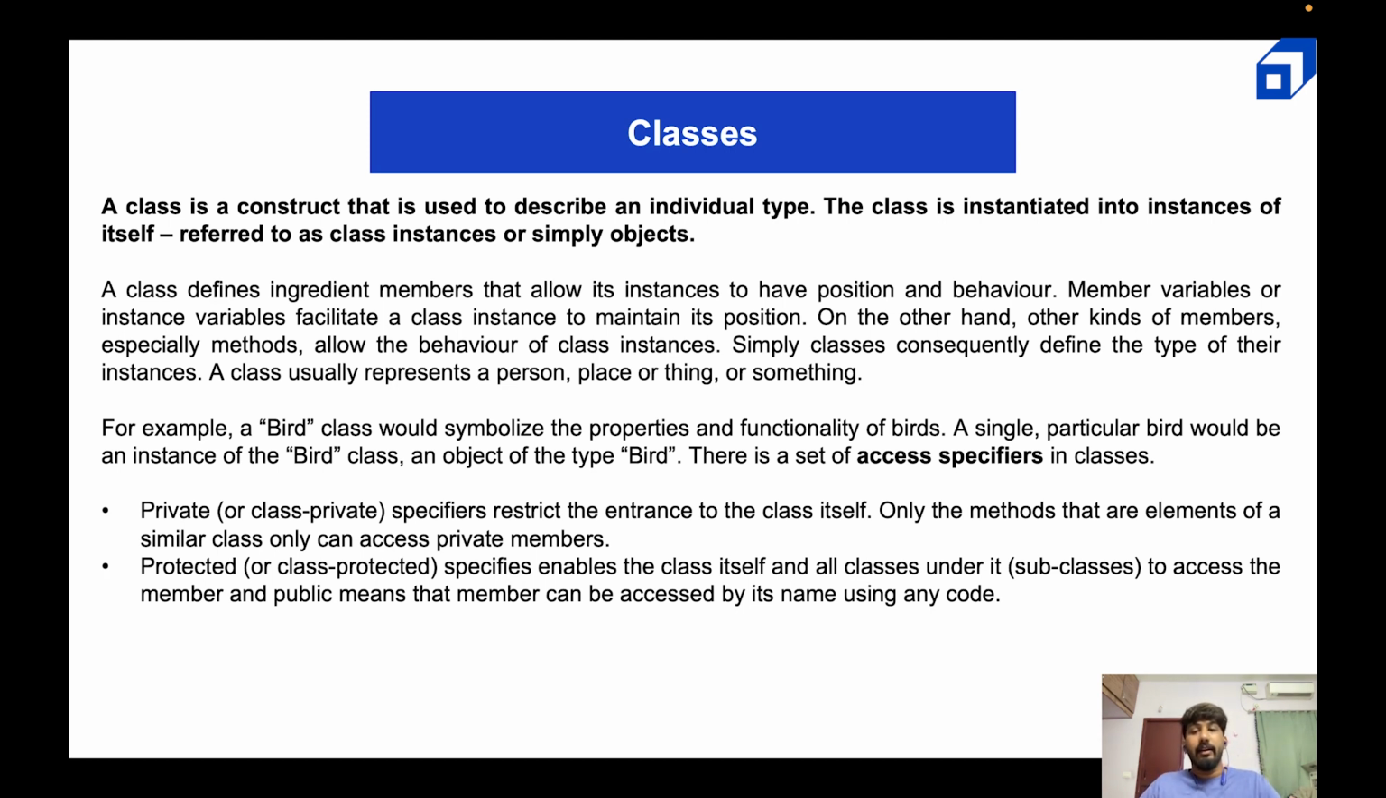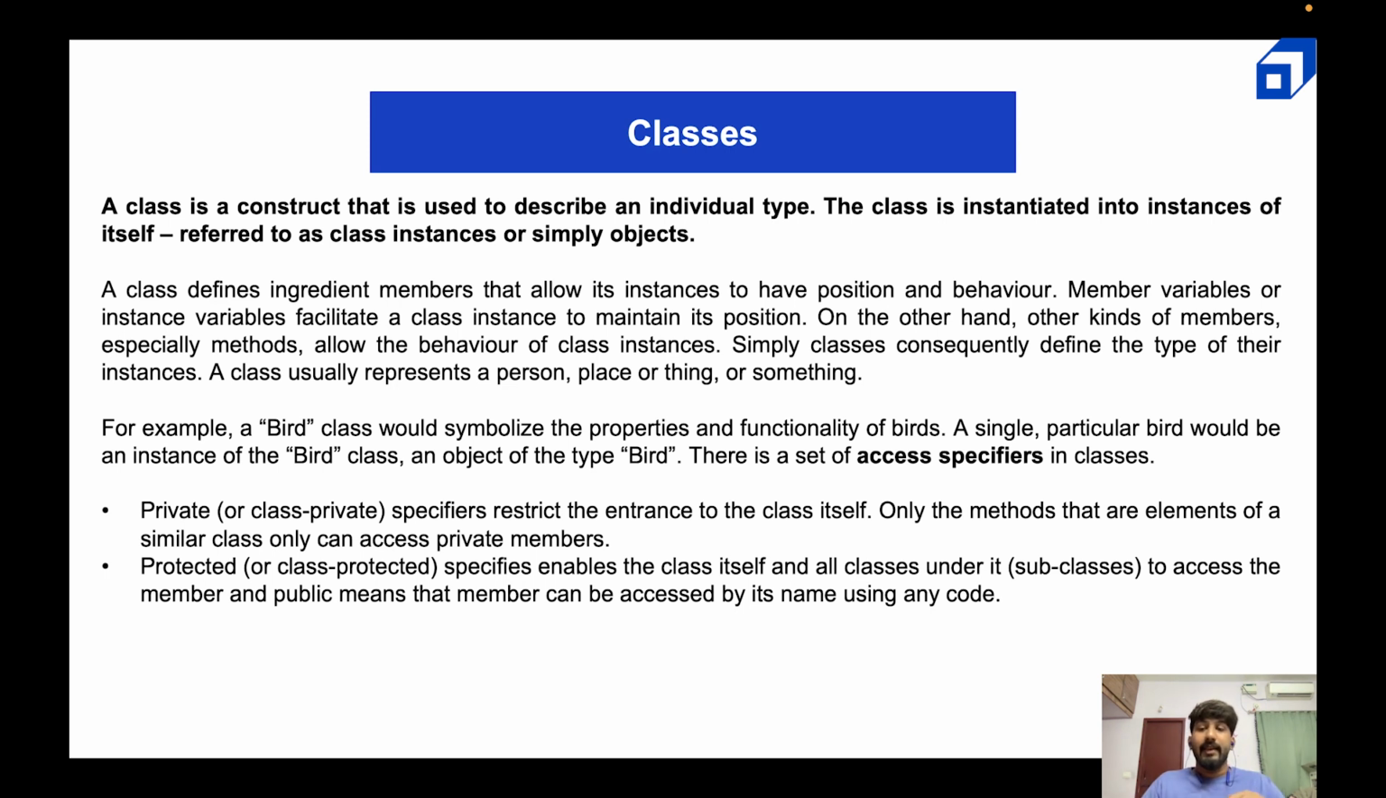A class defines member ingredients that allow its instances to have state and behavior. Member variables or instance variables facilitate a class instance to maintain its state. On the other hand, other kinds of members, namely methods, allow the behavior of class instances. Again, this is the same jargon repeating. So basically, you can have a class. Within that class, you can have any number of methods. It could use method overloading, method overriding. So that involves the other concepts which we already learned: encapsulation, inheritance, abstraction, polymorphism, right?